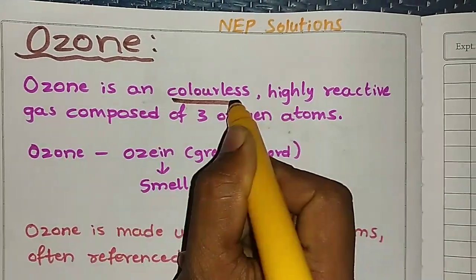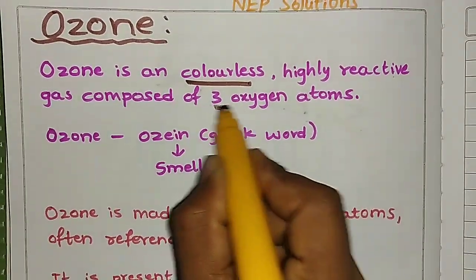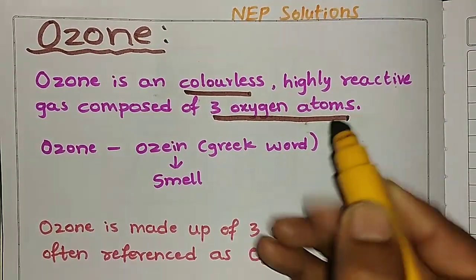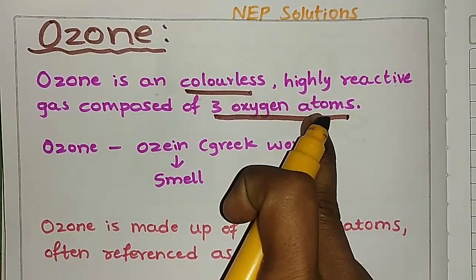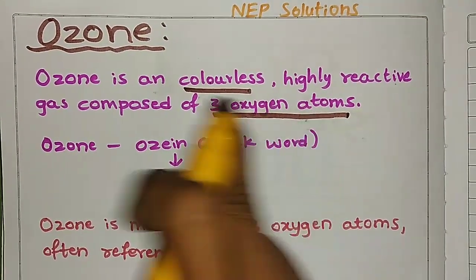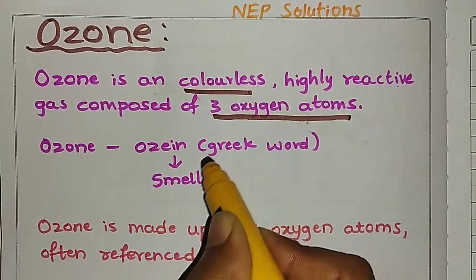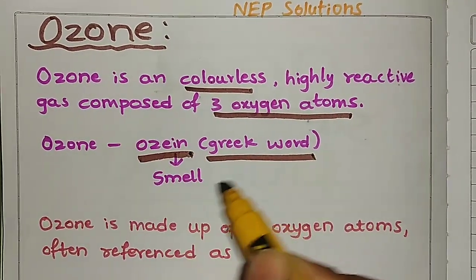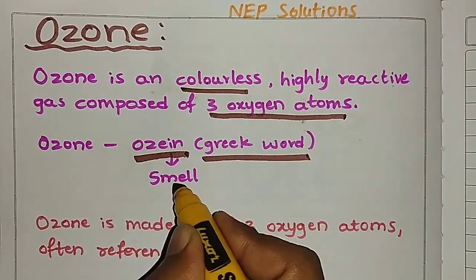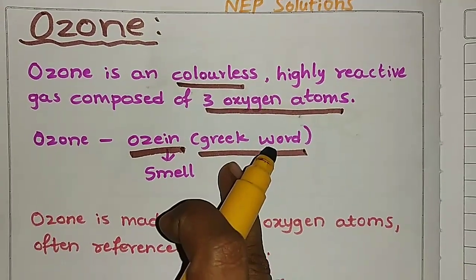Ozone is a colorless, highly reactive gas composed of 3 oxygen atoms. Remember, ozone is made up of 3 oxygen atoms, hence it is called ozone. Ozone is a Greek word, derived from the Greek word ozein, which means smell. In Greek, ozone means a distinctive smell.